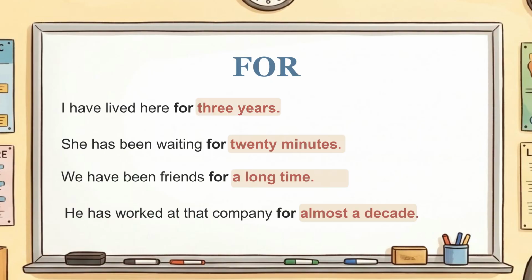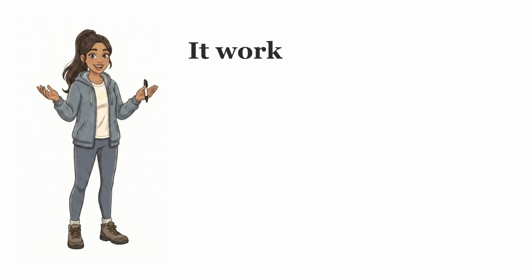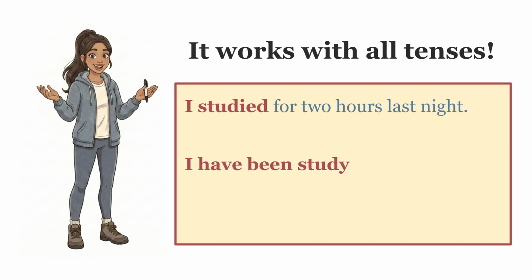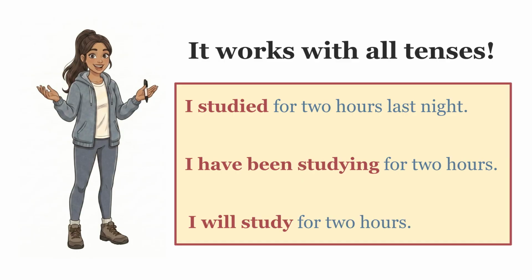And notice something else. For is not locked to one tense. You can say, I studied for 2 hours last night. I've been studying for 2 hours. I will study for 2 hours. For works across tenses because duration exists in any time frame. That flexibility is actually what makes for the easier word to learn.